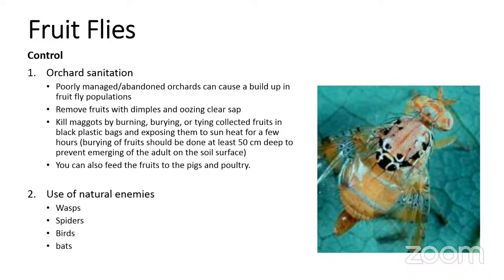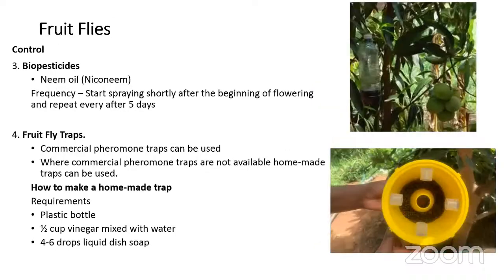Then the other natural enemy is birds. You see birds moving around and they like feeding on caterpillars and maggots. So leave the birds to visit your orchards. Don't kill them, and don't put chemical baits to kill the birds. Then also if you have bats around, they also help in the control of fruit flies.